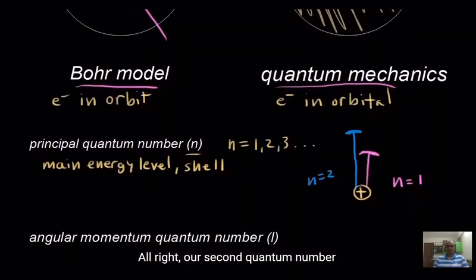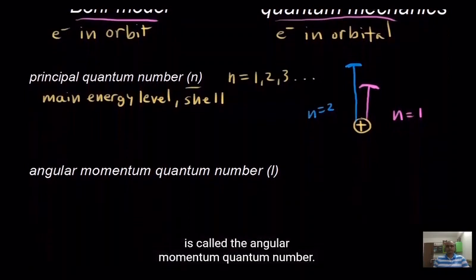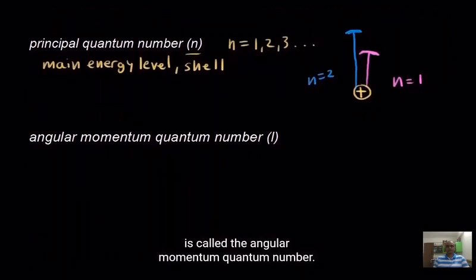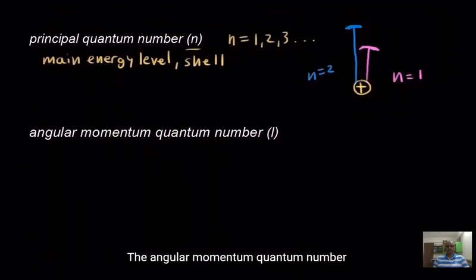All right, our second quantum number is called the angular momentum quantum number. It is symbolized by L, and L indicates the shape of the orbital.